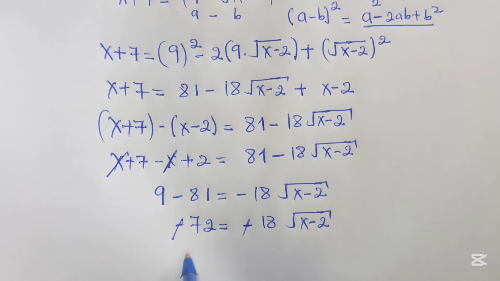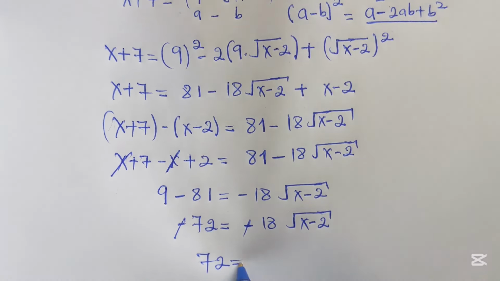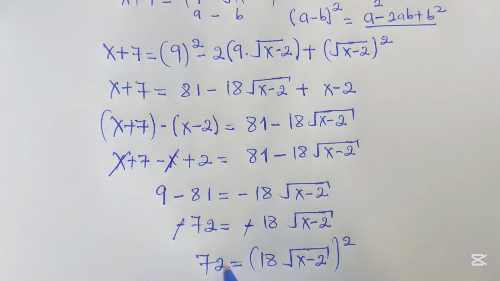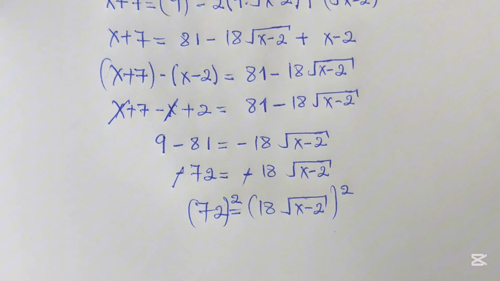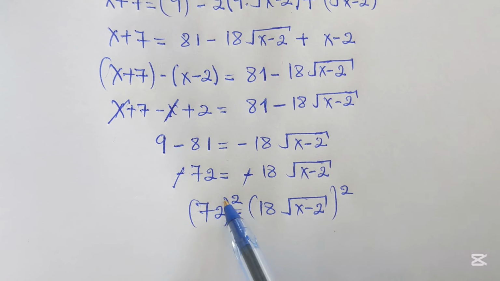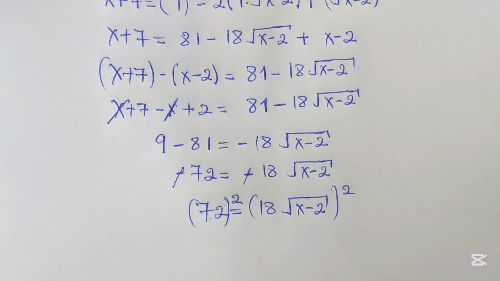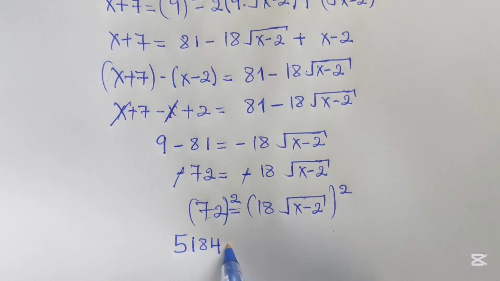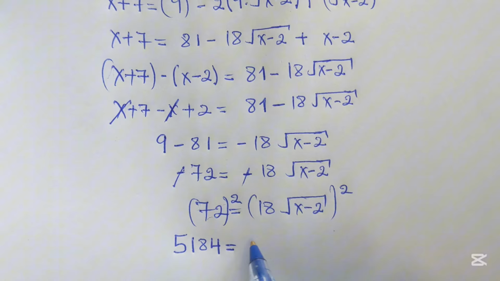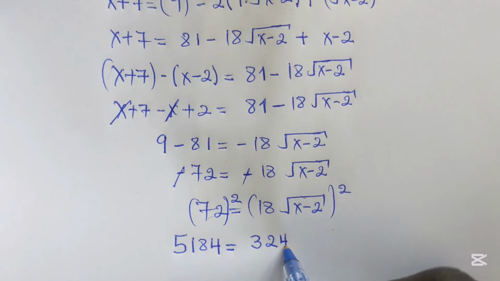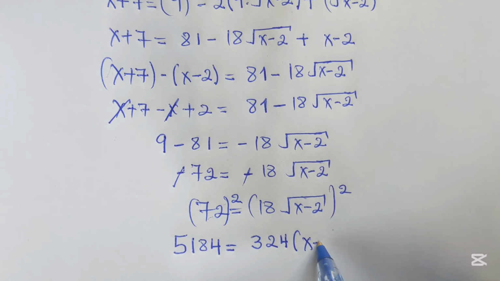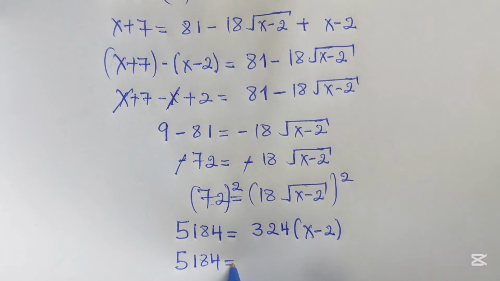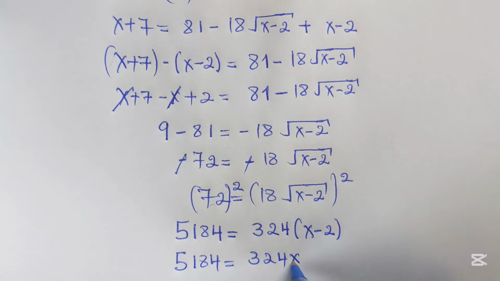Then the negatives cancel to get 72 equals 18 square root of x minus 2, then we square both sides. 72 squared is equal to 5184, which equals 18 squared, which is 324, times x minus 2, to get 5184 equals 324x, then minus 648.